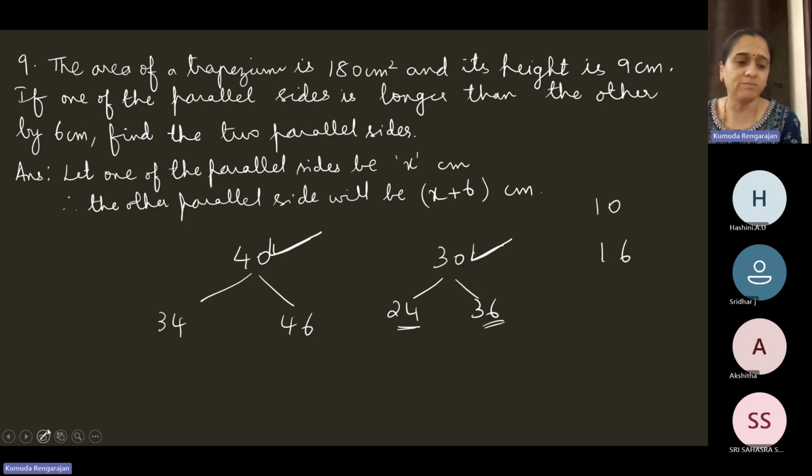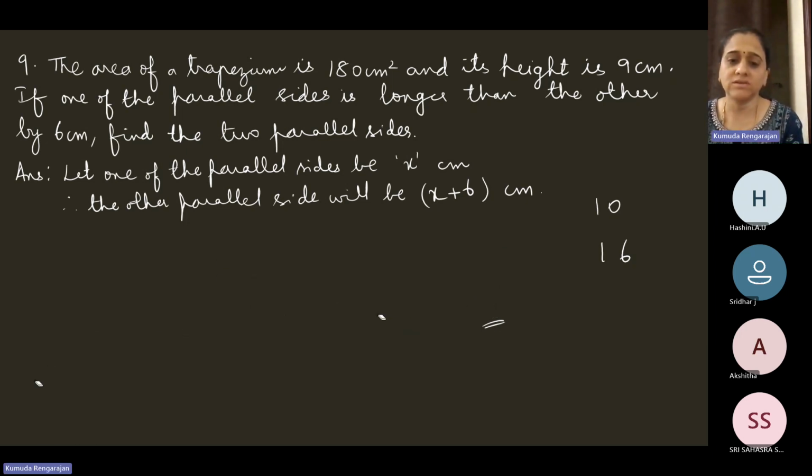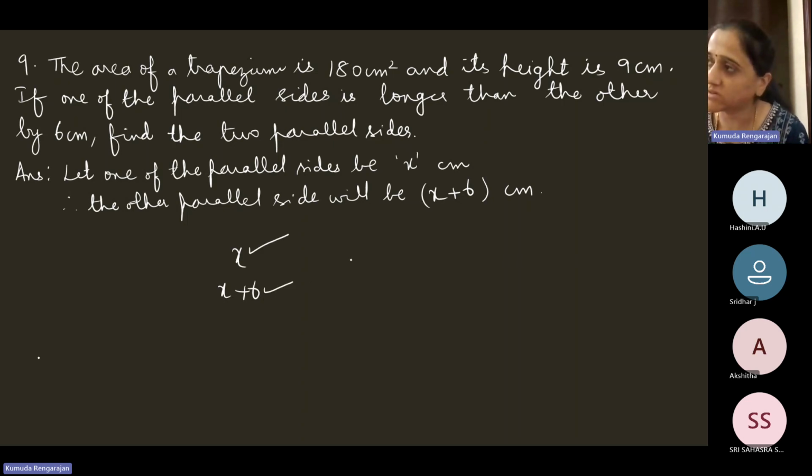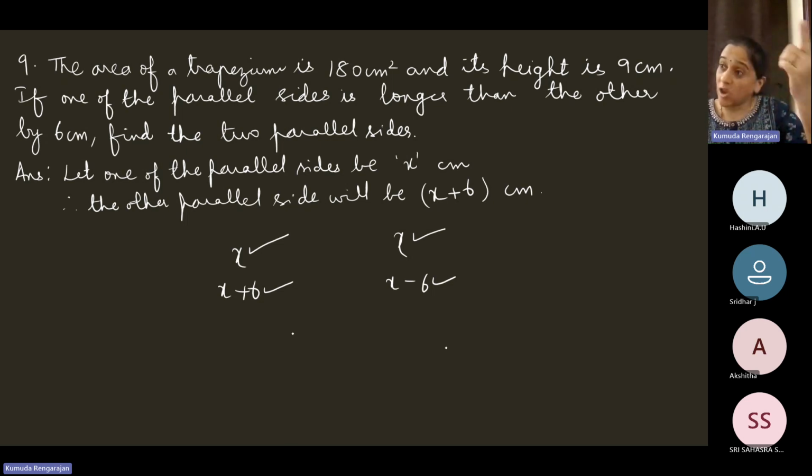If you assume, see, both will work. You should try with both. Only then you will believe. See here. I'll tell you. If you say x and x plus 6, children, you're assuming this to be the shorter one and this to be the longer one. If you assume x and x minus 6, you're assuming this to be the longer one and this to be the shorter one. If you assume x and x plus 6, x is the shorter side, x plus 6 is the longer side. If you assume x and x minus 6, then you're assuming x to be the longer side and x minus 6 to be the shorter side.